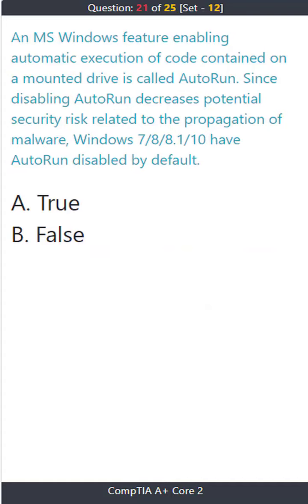Question 21. An MS Windows feature enabling automatic execution of code contained on a mounted drive is called Auto Run. Since disabling Auto Run decreases potential security risk related to the propagation of malware, Windows 7/8/8.1/10 have Auto Run disabled by default. A. True. B. False.